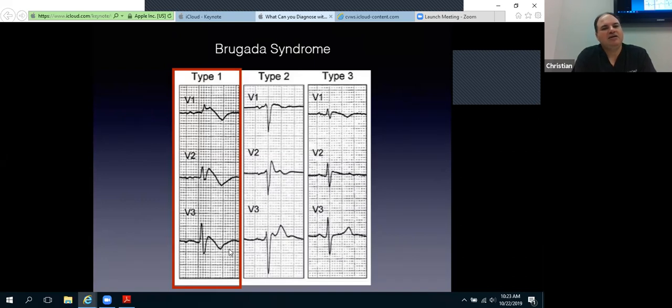A deep asymmetric inverted T wave following a right bundle branch block pattern. That's a patient with Brugada syndrome. They need a pacemaker and defibrillator, because otherwise they're going to have sudden cardiac death.